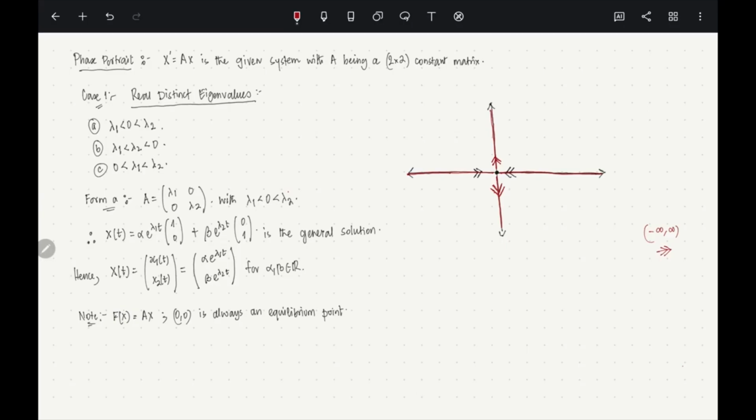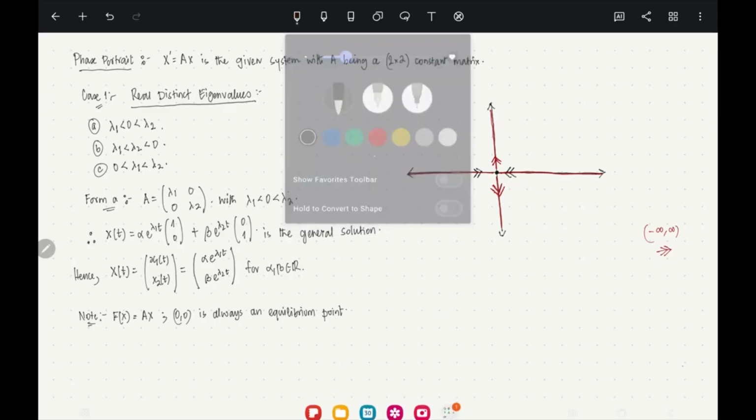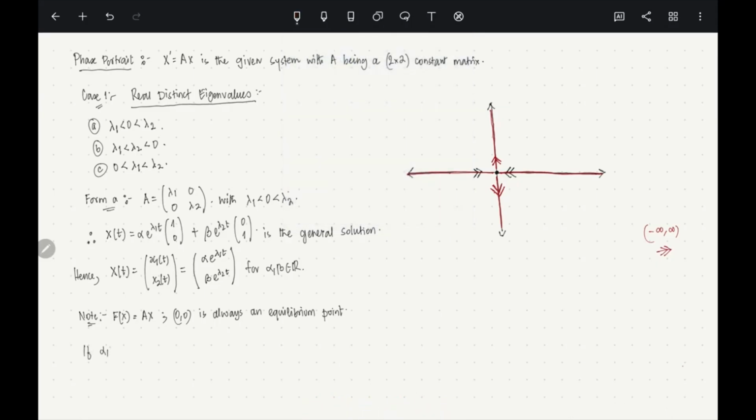Now, this is for a particular choice of alpha, beta, 1, 0, 0, 1, that sort of thing. But alpha and beta both can be non-zero. In that case, what do you do? That's the question. First thing first, if alpha and beta are both non-zero, then all other solutions tend to infinity also.